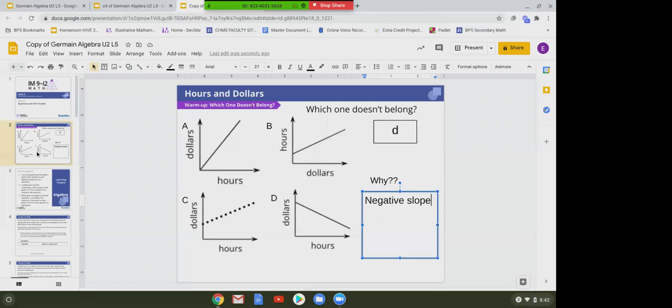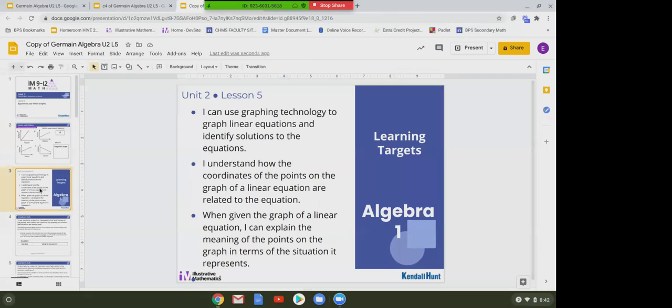So now let's move forward and take a look at our learning targets for the day. In the video that I created for this afternoon, I really went into these learning targets, and I love the way that these learning targets progress on one another. The first one here is we're going to be using graphing technology to graph linear equations and identify solutions to the equations. So that's going to be really in our second activity for today.